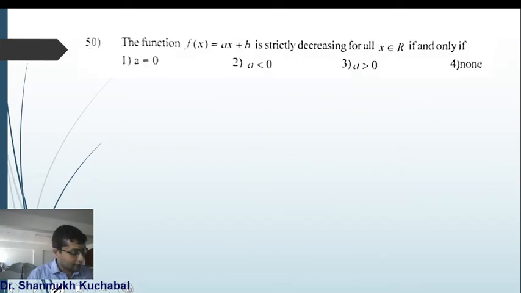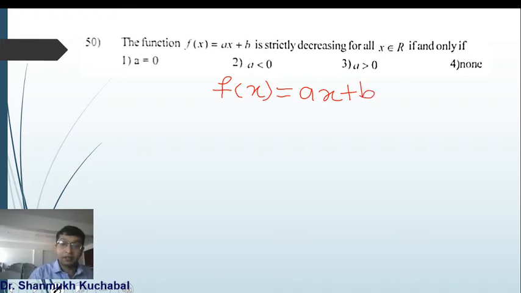Example number 50. f of x equals ax plus b is strictly increasing for all x belongs to R if and only if the value of a is what? So I take the function f of x equal to ax plus b. In order to find whether it is increasing or decreasing, we need to find the differentiation. So f dash of x equals a. So further, it is strictly increasing.